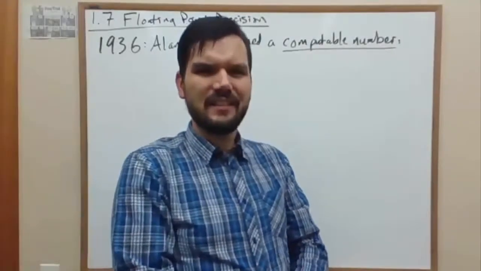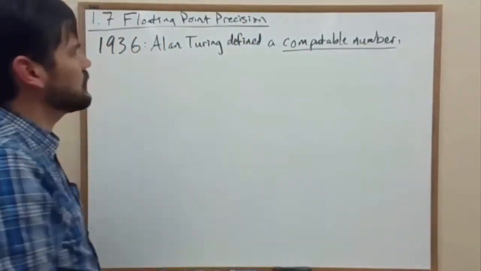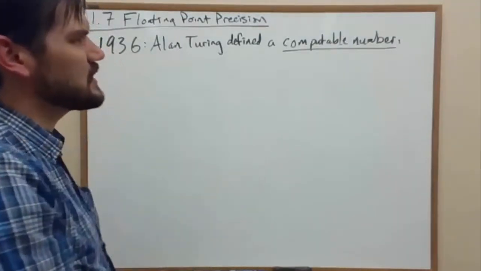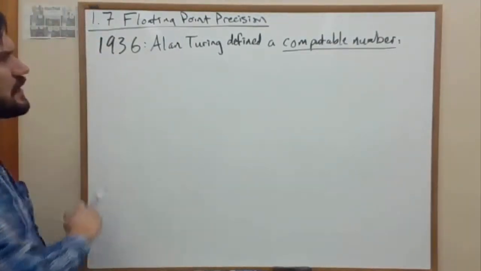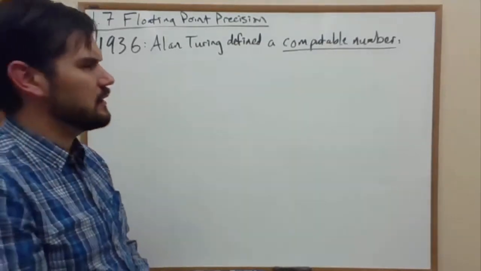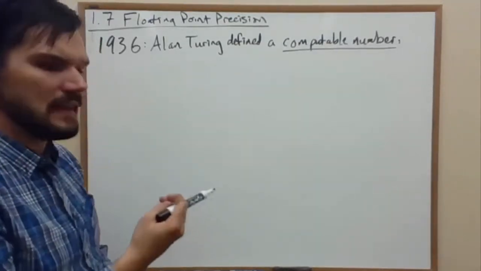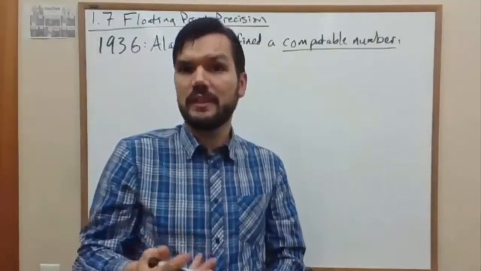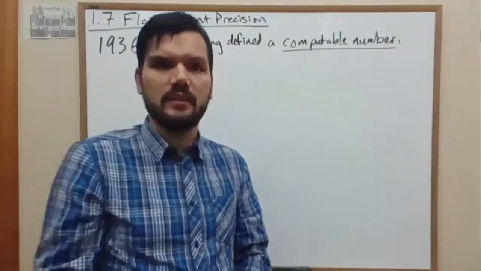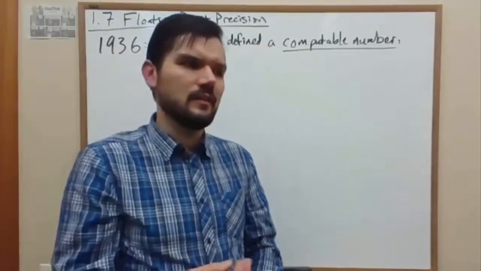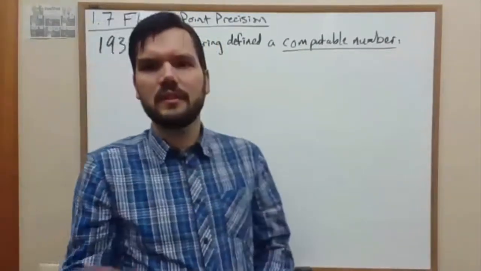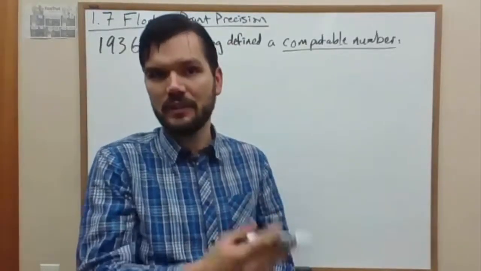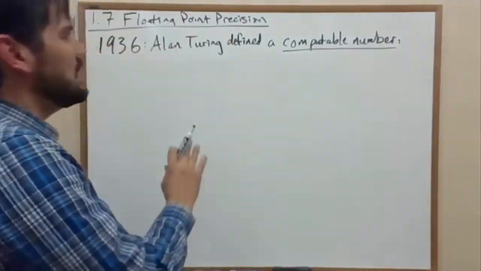Now, let's start off our analysis of floating point precision by looking back to some of the sources of where it started. In 1936, Alan Turing wrote a paper that really started the computer revolution. He, of course, is the inventor of the Turing machine, the source of the computational machine that we now utilize in our computers.